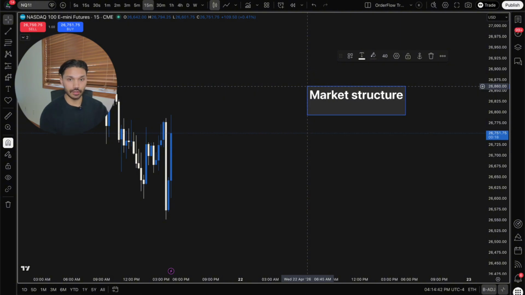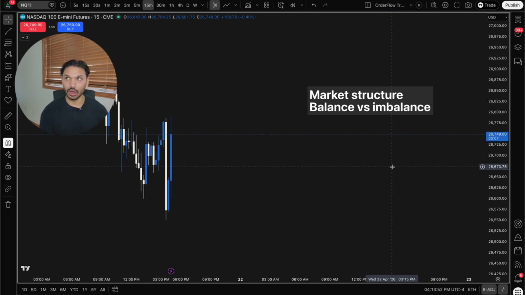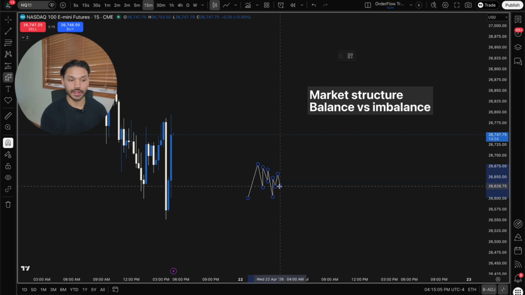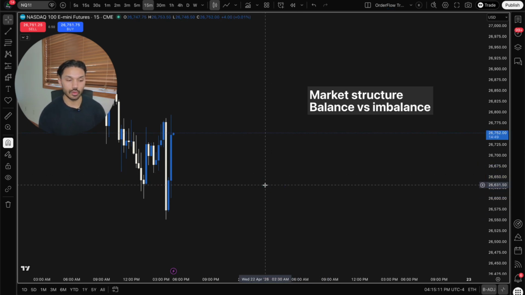Okay, now second thing you need to understand is balance versus imbalance, right? So pretty much what this means is balance is when price is in an equilibrium or in an agreement where the buyer and seller come to an agreement and they find value in some sort of area, and usually it's represented by consolidation or range, right? So you need to avoid trading these conditions because you're going to get caught up in chop and market will not go anywhere during that condition, right?